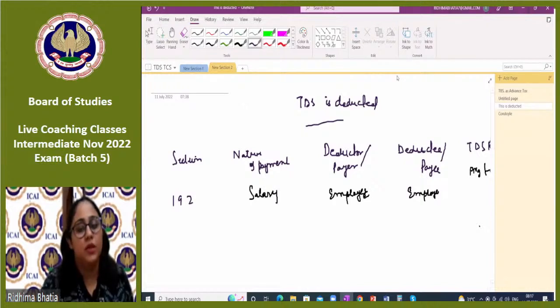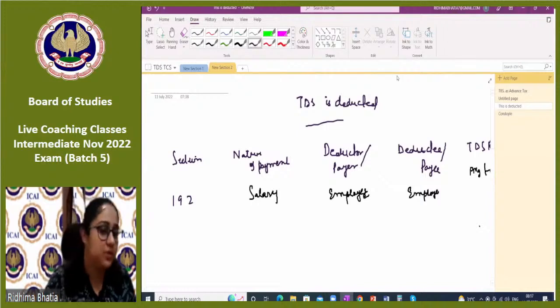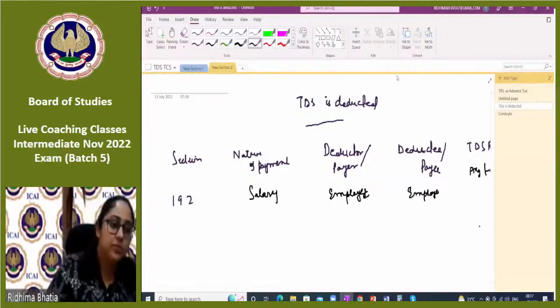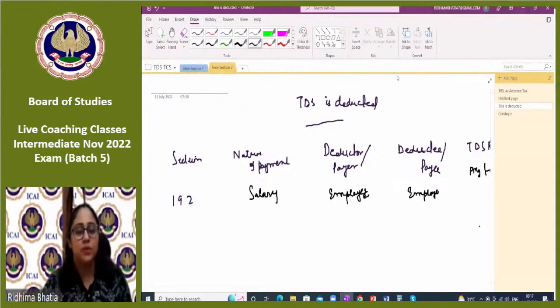Only 20%, ma'am? I did not get your concept. Only up to 2 lakh would be adjusted from the salary income. That is what you're saying. That is correct. Maximum 2 lakh. What is the 20% concept?